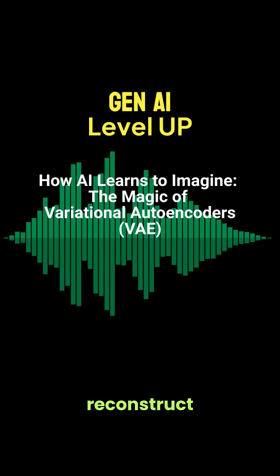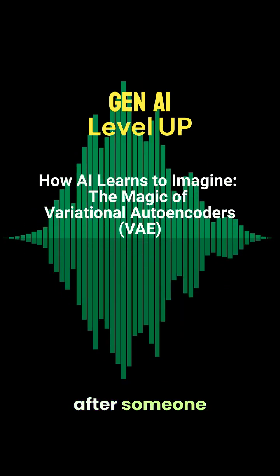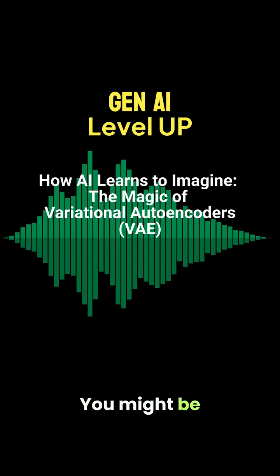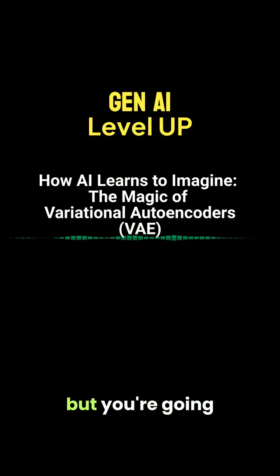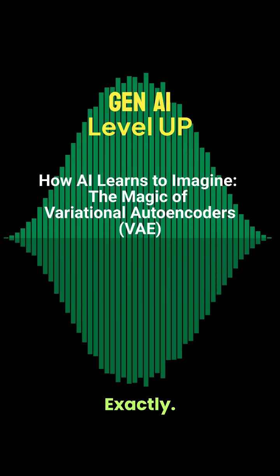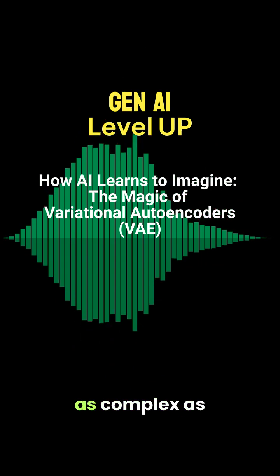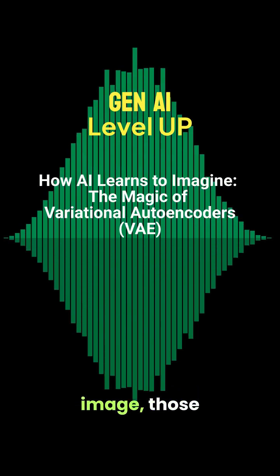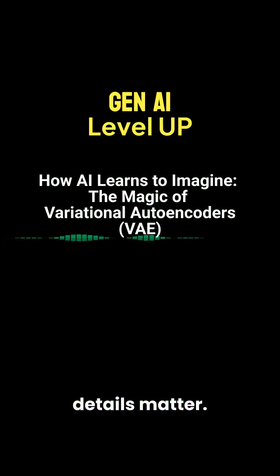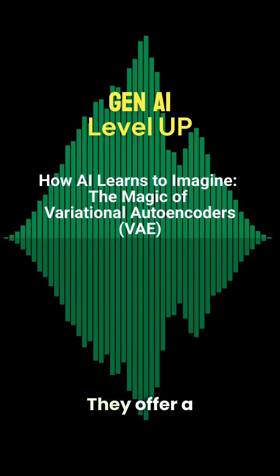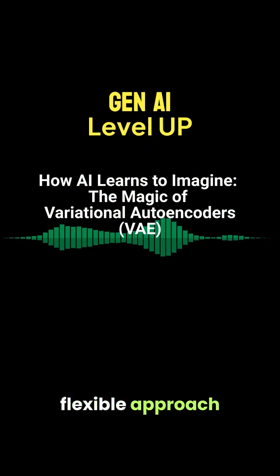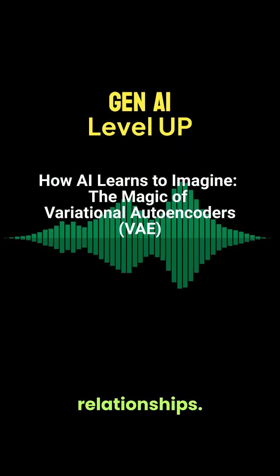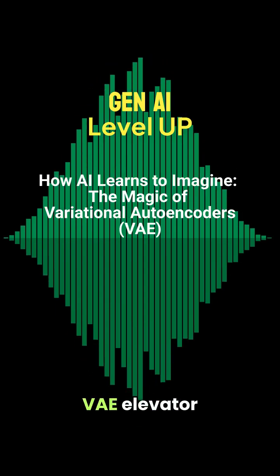So it's like trying to reconstruct a masterpiece painting after someone splattered paint on it randomly. You might be able to get the general shapes, but you're going to miss a lot of the details. Exactly. And when you're dealing with something as complex as a high-resolution image, those details matter. That's where VAEs come in. They offer a more powerful and flexible approach to modeling these complex relationships. Okay, I'm intrigued. Give me the VAE elevator pitch.